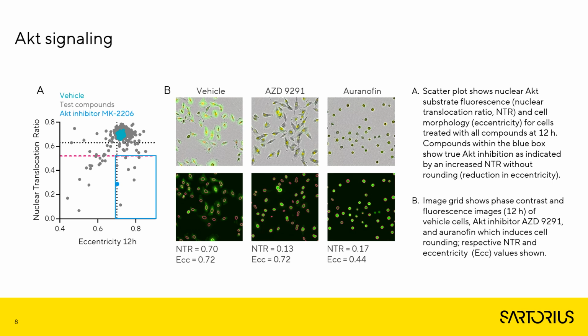So we've got a scatter plot shown here showing the nuclear AKT substrate fluorescence and cell morphology for the cells treated with all compounds at 12 hours. And we've pulled out a couple of example compounds in the image grid shown in B as well. So we can look at the phase contrast and fluorescence images of vehicle, the AKT inhibitor AZD, as well as the auroronopin, where we can see this kind of false positive effect with the rounding up of cells.